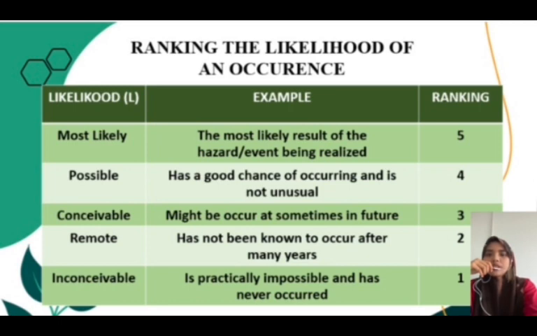For the second ranking, the likelihood is remote, and the example has not been known to occur after many years. Then the third ranking, the likelihood is conceivable. The example might occur at some time in the future. For the fourth ranking, the likelihood is possible, and the example has a good chance of occurring and is not unusual. For the last ranking, the likelihood is most likely, and the example is the most likely result of the hazard or event being realized.